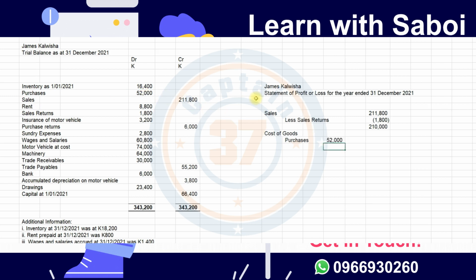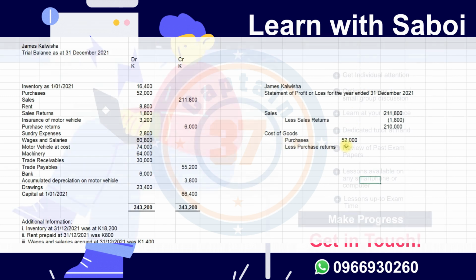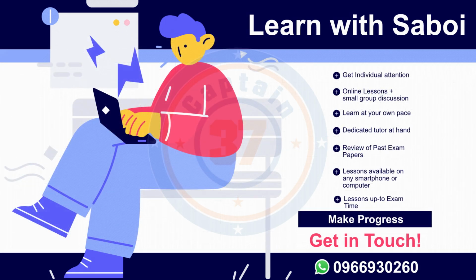What are we going to do? Were there any purchases that were returned? The business bought some stuff, then returned some stuff. So are there any purchase returns? Yes, there are purchase returns right over here. So we're going to less purchase returns. I may need to move this just to create some space. What's the figure for purchase returns? 6,000. It's right over here. Purchase returns is 6,000.